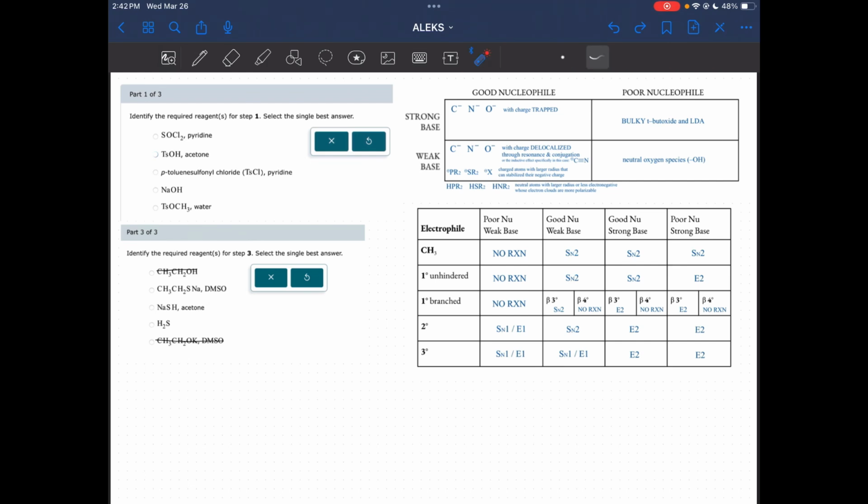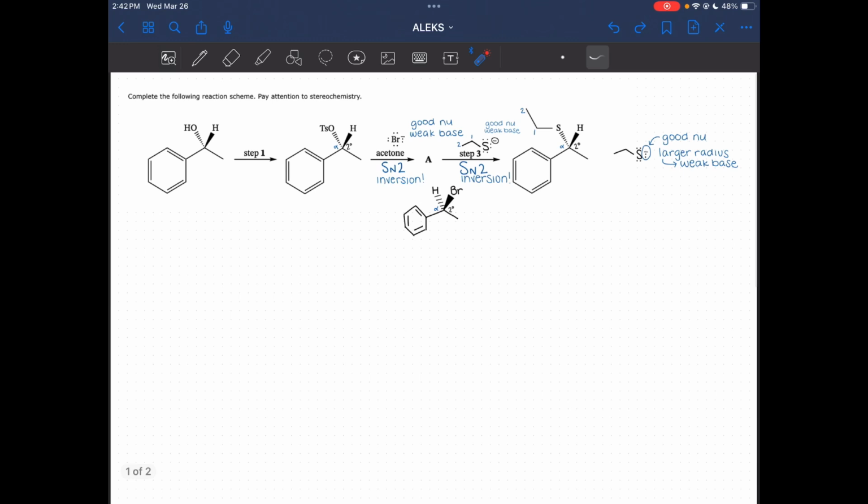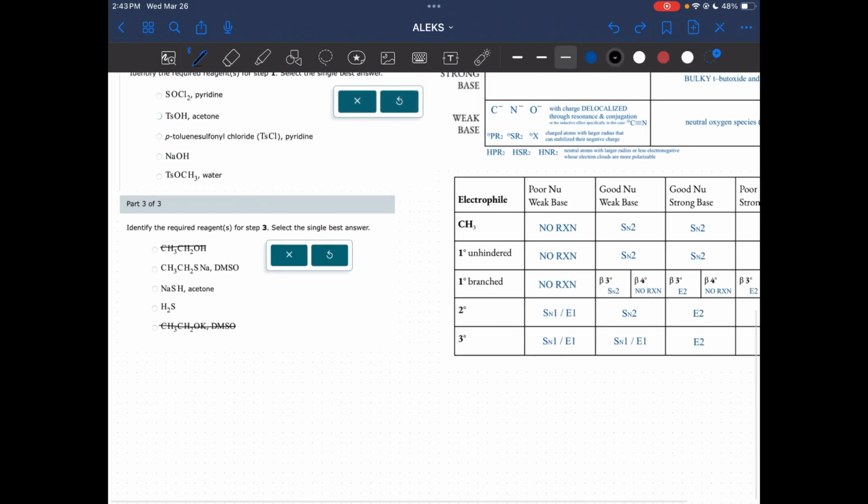So I see the answer, but I want to go through the other ones first. Here we have this neutral sulfur, which could definitely be an answer. Neutral sulfur is also a good nucleophile, weak base that would end up SN2ing with a secondary electrophile. But again, we need a carbon chain connected to it based on the carbons we see here. So I can cross out any sulfur connected to an H. And that leaves us with this as our answer here.